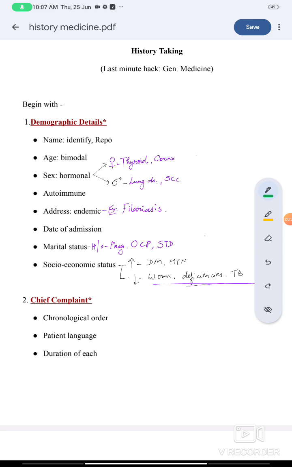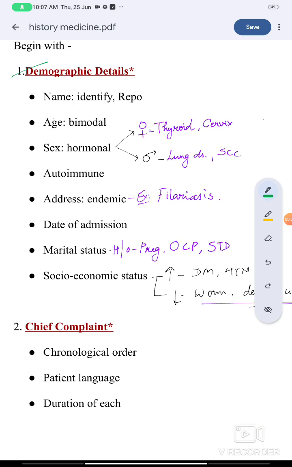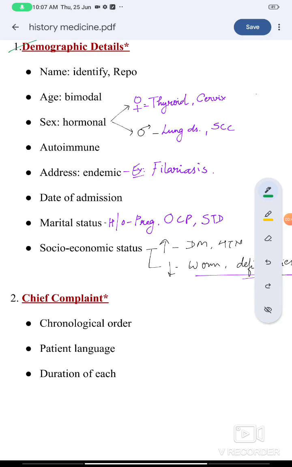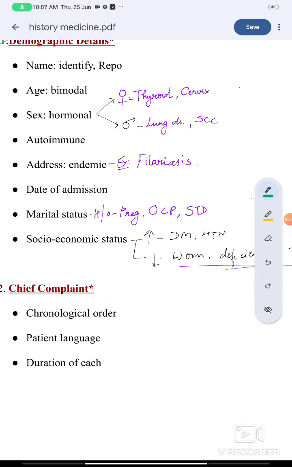So to begin with, you have to take the demographic details of the patient. The demographic details include the following. Firstly, the name of the patient. The name is important for two specific purposes. First is identification of a patient, and then is the rapport building.